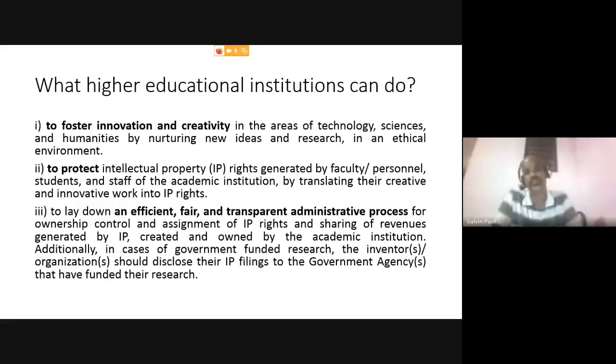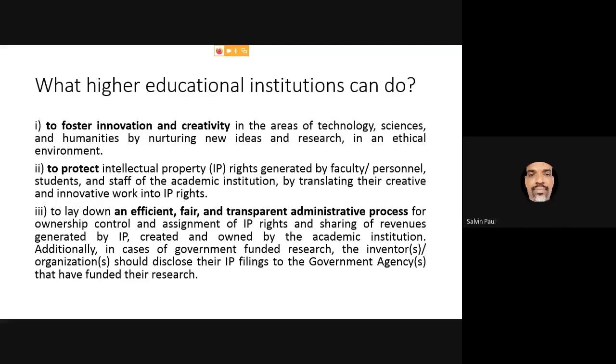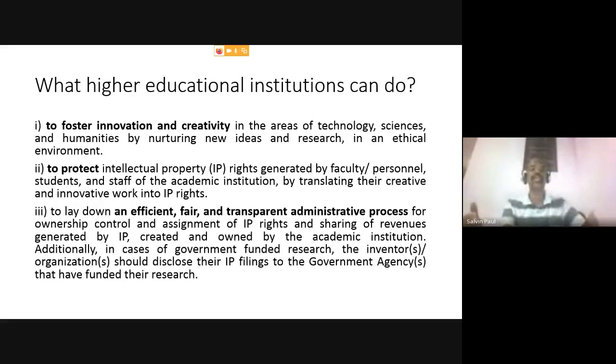So what can higher educational institutions do? They can foster innovation and creativity in the areas of technology, sciences, and humanities by nurturing new ideas and research in an ethical environment. This ethical environment is the complexity that we will explain in the final part of this. To protect intellectual property rights that are generated by faculty, students, non-teaching staff, etc. in an academic institution and translate their creative and innovative works into industrial application. This most importantly should be done by academic institutions. In order to do that, academic institutions should evolve a policy that is efficient, fair, and transparent in administrative process. Because the ownership and control of intellectual property rights, and sharing the revenues or benefit sharing, are going to be very complex issues in academic institutions.